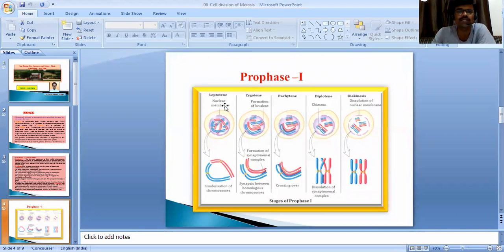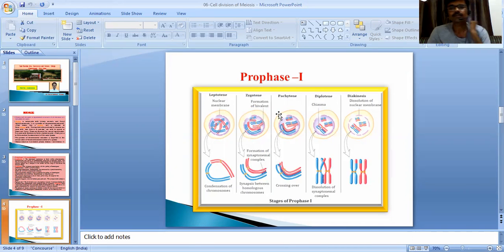See some figures of prophase first. Here, the first one is leptotene. In leptotene, the nuclear membrane is present, and chromosomes are formed through condensation. The second one is zygotene, also known as zygonema. It is the formation of bivalents of homologous chromosomes, with formation of the synaptonemal complex and synapsis between homologous chromosomes.